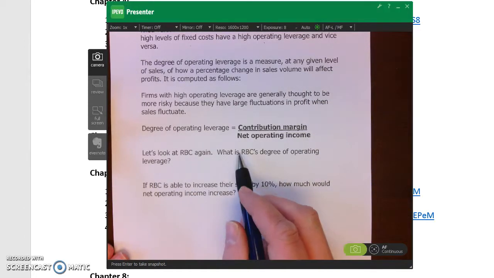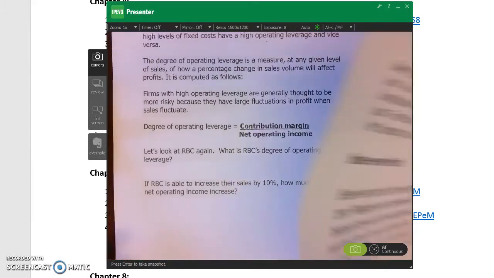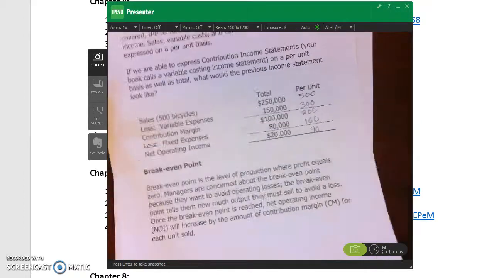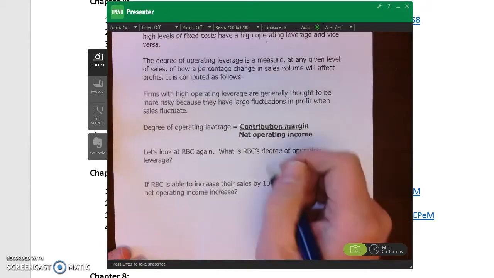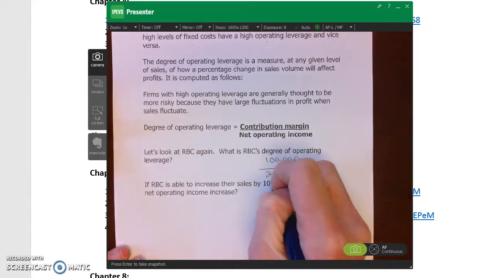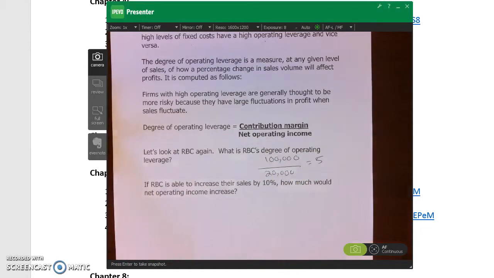So if we look over here and we calculate our degree of operating leverage for RBC, we need to do this in terms of total. We take our 100,000 divided by our 20,000, and this is going to equal our 5. That is our operating leverage. The higher this measure, the higher the fixed costs.